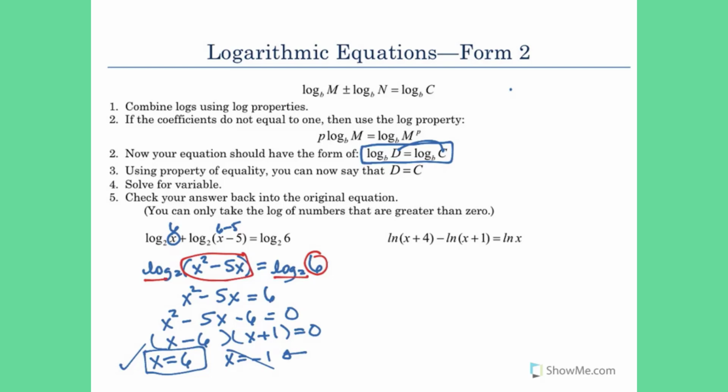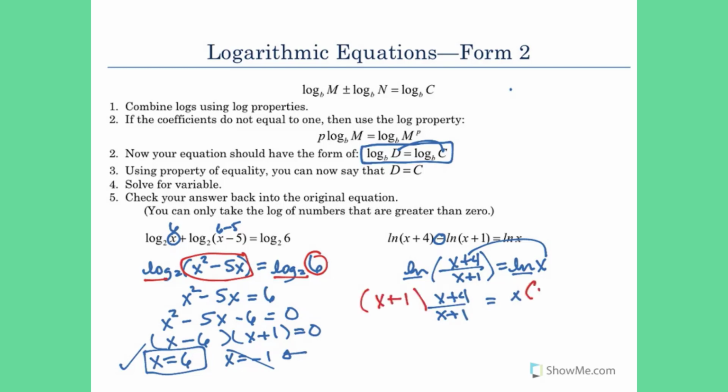Right, so we have natural log. This is minus. So we have the natural log of x plus 4 divided by x plus 1 equals the natural log of x. And again, because those are the same, those are now equal. So we have x plus 4 over x plus 1 is equal to x. We have a fraction, so let's multiply both sides by that denominator. So we have x plus 4 equals x squared plus x.